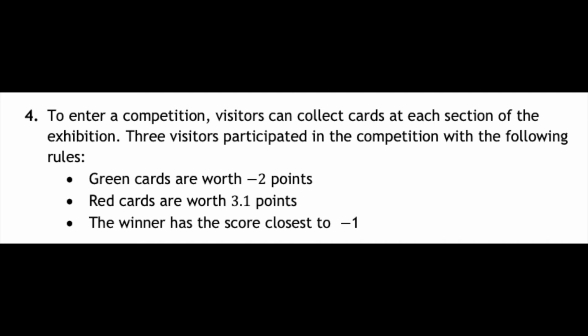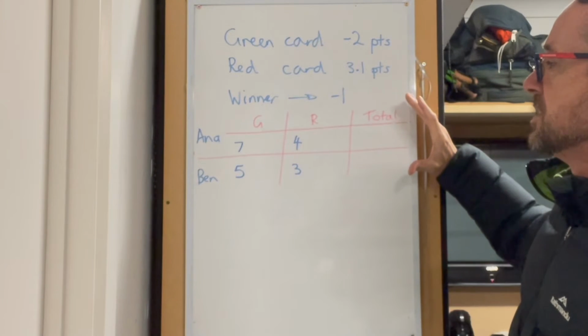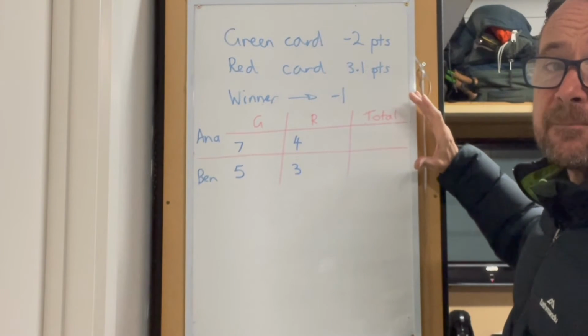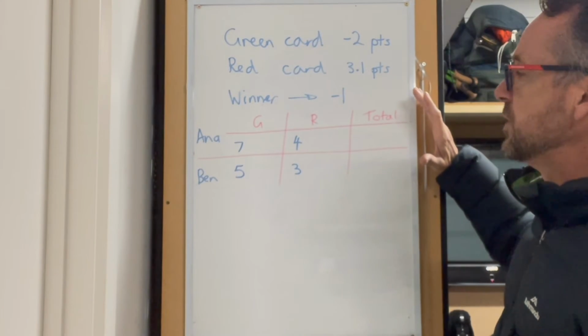We now have this competition where we have these visitors, and there are green cards which give you -2 points and red cards which give you 3.1 points, and we have this table with their accumulated green and red points. We are asked to calculate their totals. We're also asked to show all the working. So it's really crucial that becomes part of how you tackle this question.